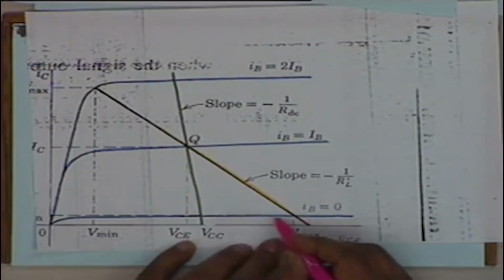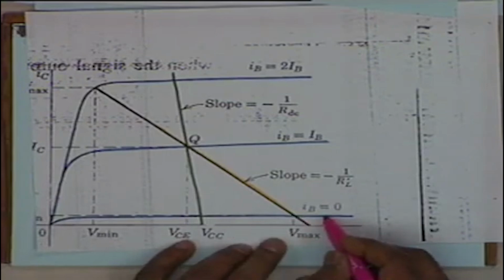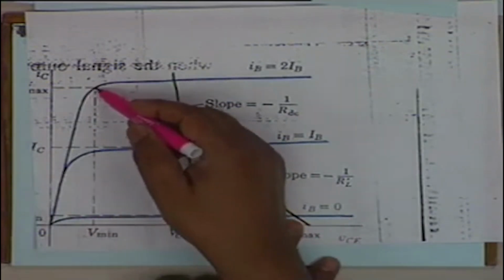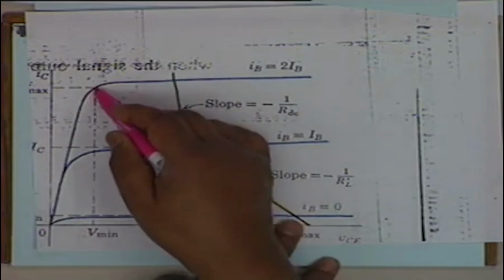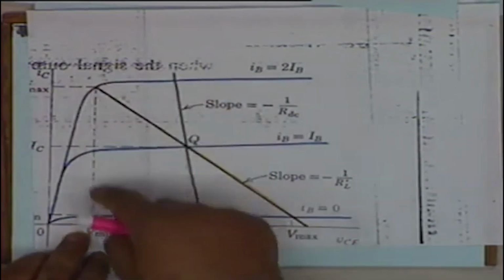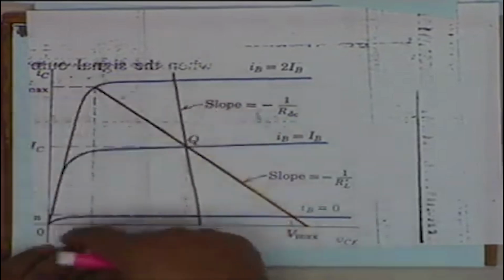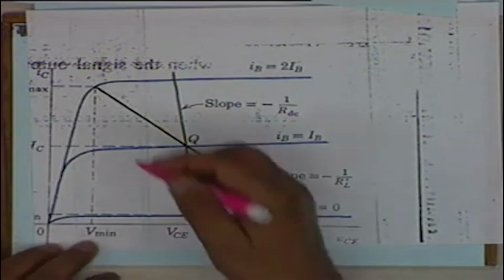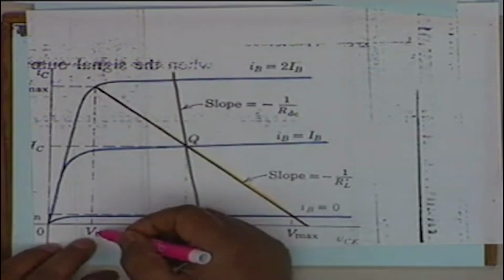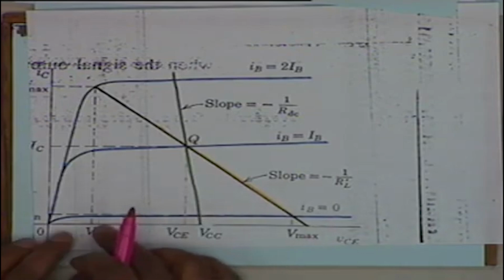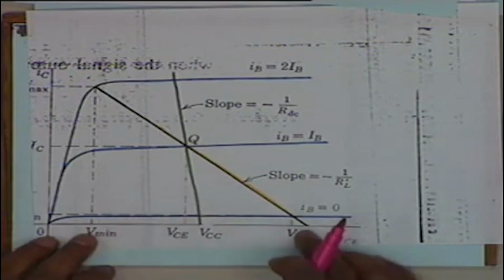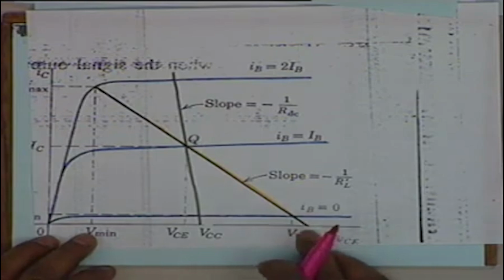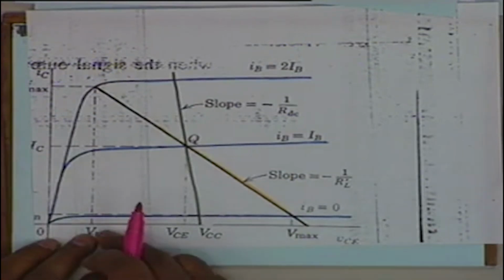Why? Because this is the curve IB equal to 0, and you cannot go beyond this point. Why? Because this is the saturation region. This is a highly nonlinear region, and we shall not permit the transistor to go beyond this. So there is a V min, a minimum value. We cannot go exactly to 0, and there is a V max. Vmax is not equal to twice Vc, it's slightly less than twice Vc, and Vmin is slightly greater than 0.